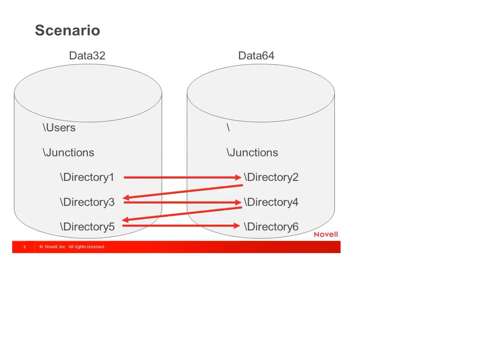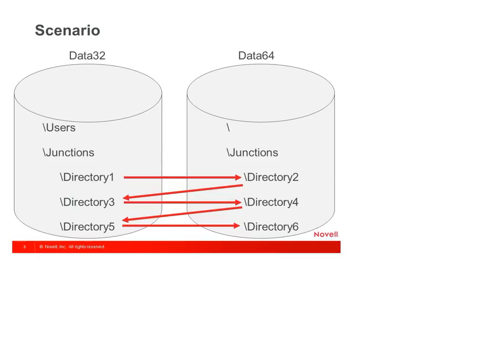In this image, you see the scenario I'm about to demonstrate. I have my two volumes, Data 32 and Data 64. On each volume, I have a directory called Junctions, and on Data 32, I have Directory 1, Directory 3, and Directory 5 within that Junctions directory. On Data 64, however, I have Directory 2, Directory 4, and Directory 6 within that Junctions directory.